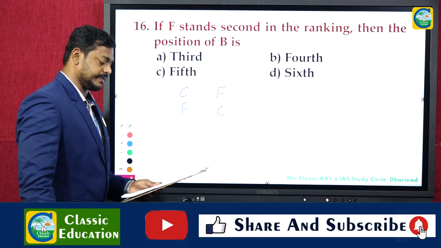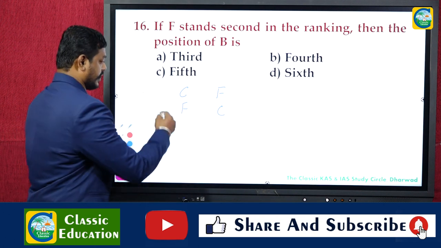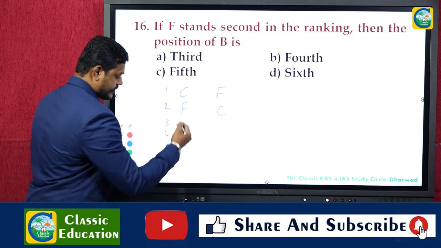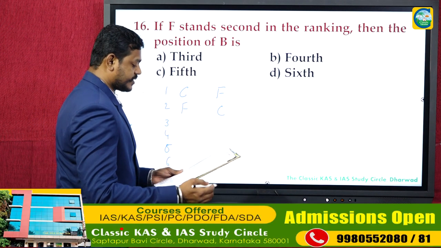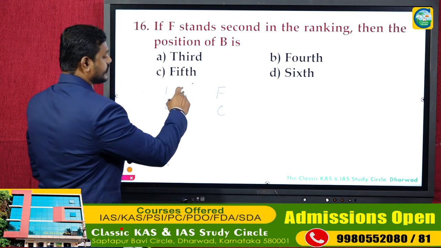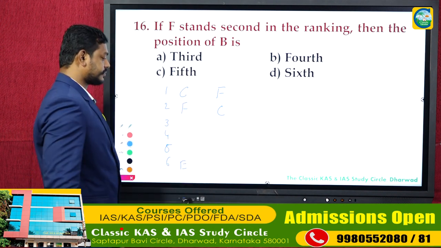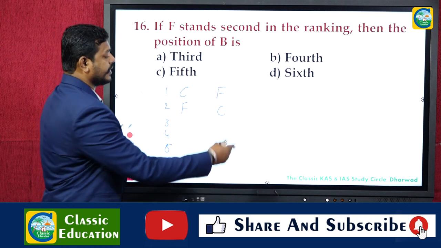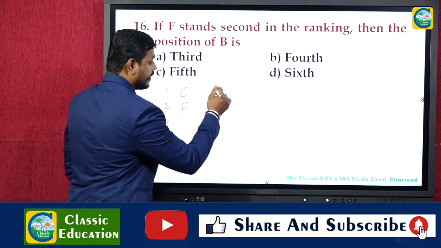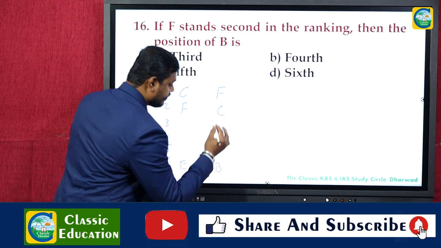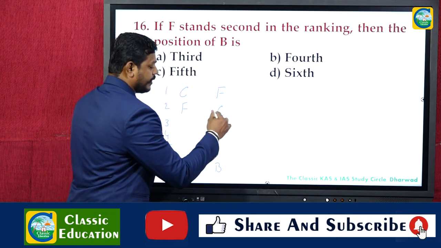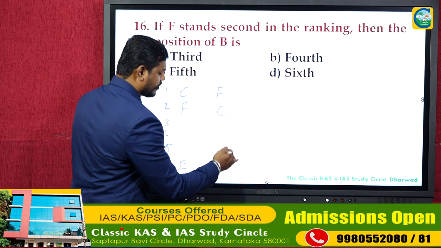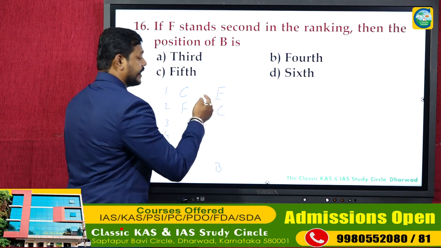Whenever C scores the highest, then E scores the least. For example, there are six members here: 1, 2, 3, 4, 5, 6, right, friends? Whenever C scores the highest, E scores the least. Whenever F scores the highest, B scores the least, in the second case here. This is a possibility. But we don't know the exact value of C, because C might come in the third place or fourth place or whatever place, but the topmost is F in the second case.